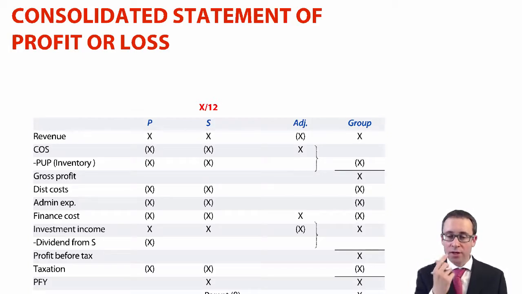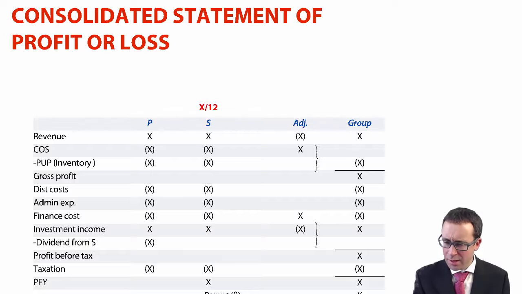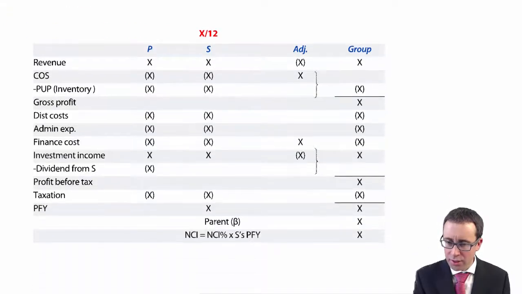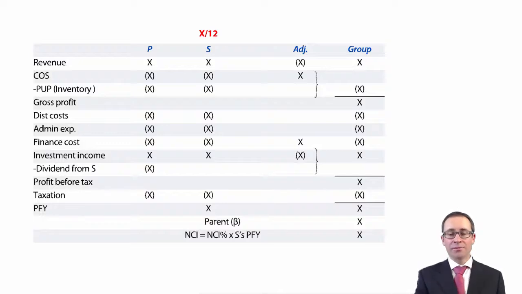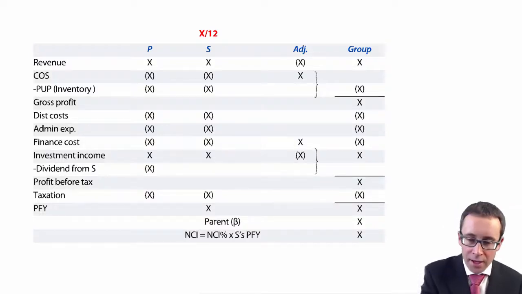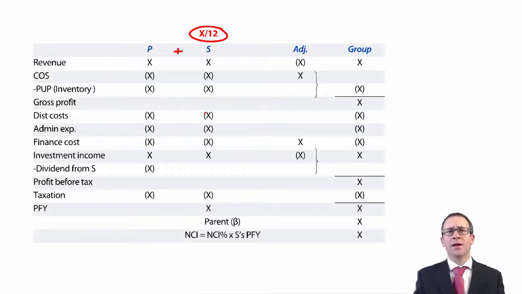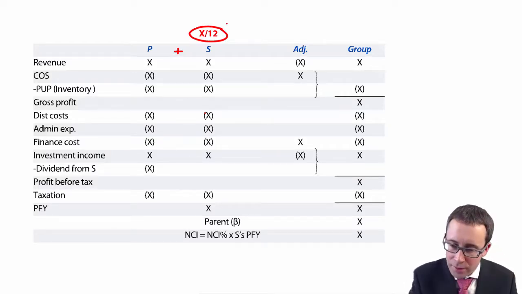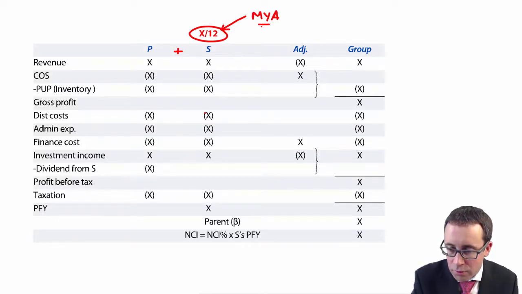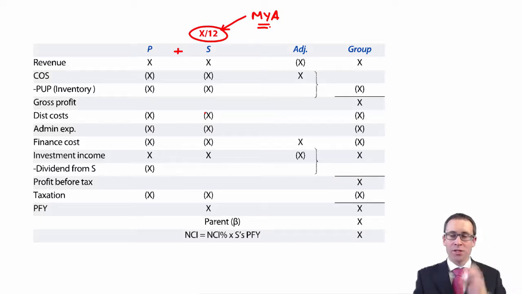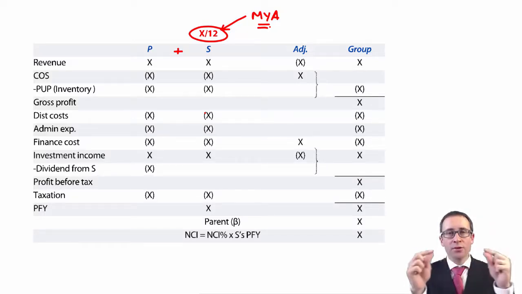Okay, so what you've got first and foremost is like a big overall working, of which you will need to produce bits and pieces in your exams with regards to your questions. So what you do is you add across 100% of P and 100% of S. The key first bit though is right there at the top. If you have a mid-year acquisition, you need to prorate the results of the subsidiary. So write MYA, mid-year acquisition. If you acquire the subsidiary partway through the year, remember the statement of profit or loss tells you a story over a period of time, doesn't it?